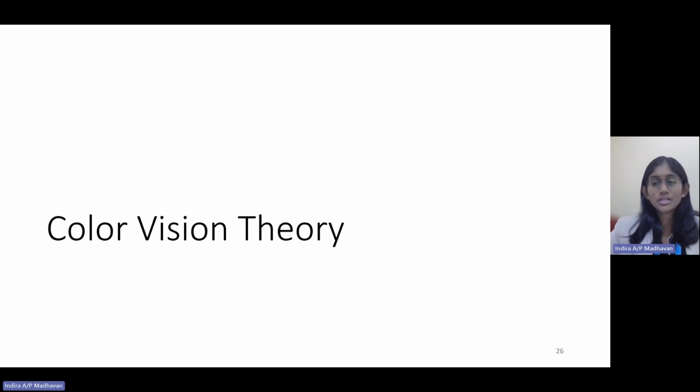Basically, these two theories agree that there are three types of cones available in the retina layer, and that cones are responsible for how color vision is perceived. But how the colors are processed by these three types of cones differs between trichromatic color theory and opponent process color theory. So we're going to look at them one by one and how they differ.